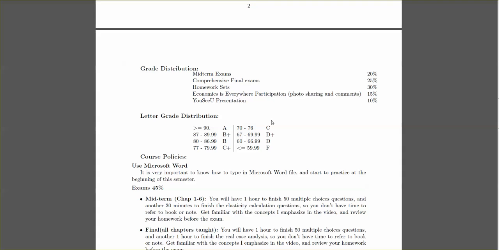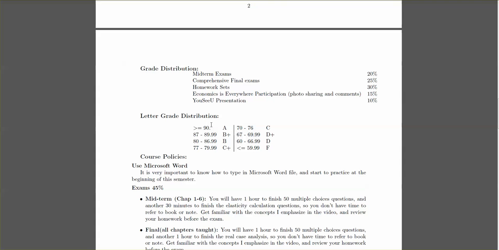So you can find most of the final grade comes from the homework, the photo sharing and the presentation, and the exams only take up 45%. The reason I make it like this is because I want you to learn for application, not only for the grade. I hope you can put effort into your daily work instead of just 2 exams. So just try to get involved and try to love economics.